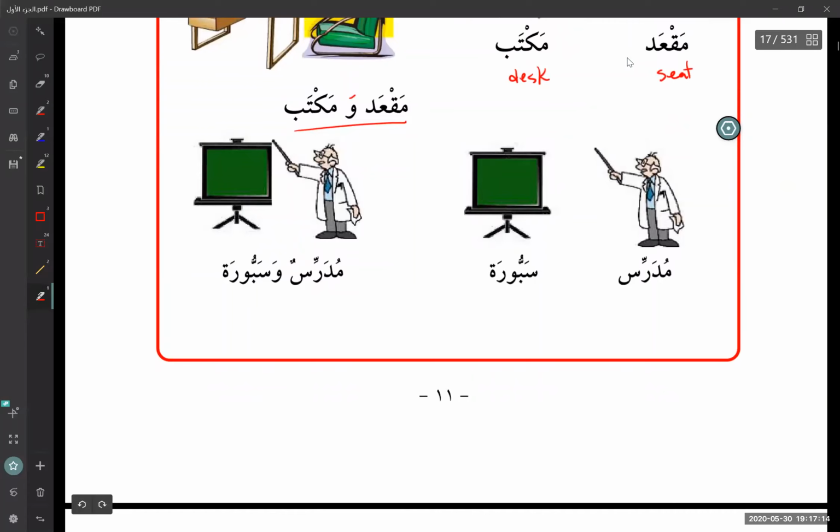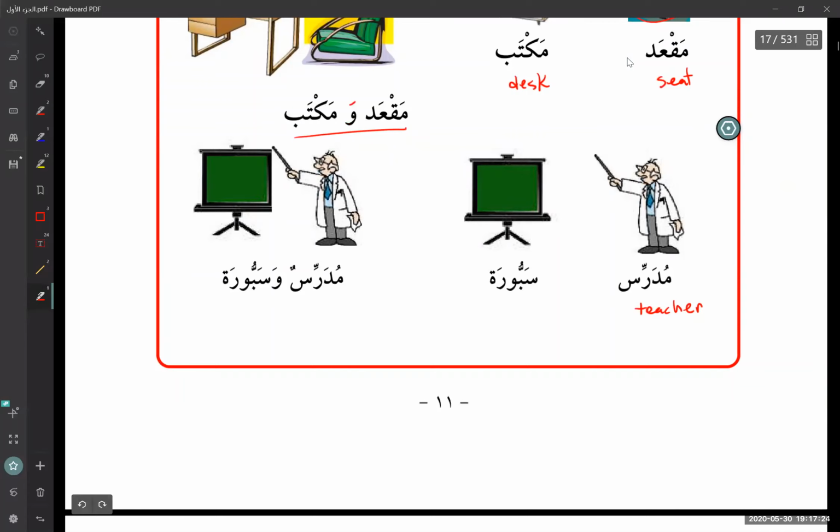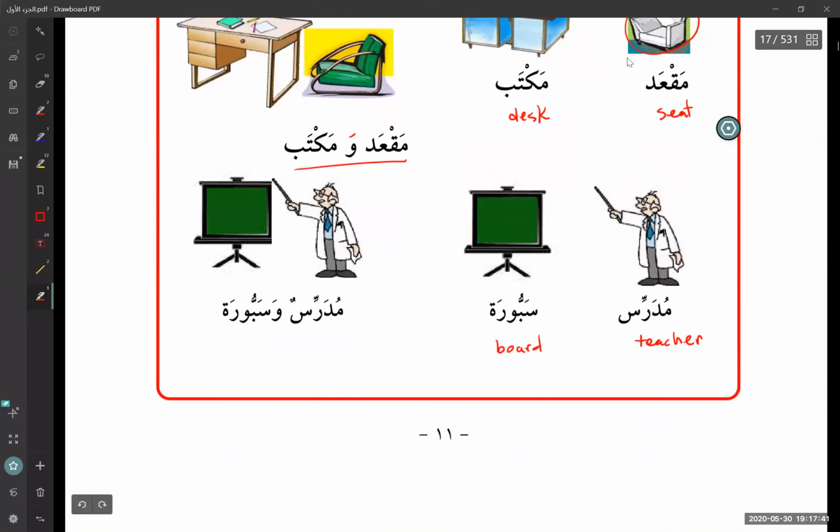And then the last set of words we have mudarris. Mudarris is a teacher. And sabura is a board. A board, it can be a blackboard, it can be a whiteboard, it doesn't matter. It's a board where you write on. And then finally we have mudarrisun wa sabura, so a teacher and a board.